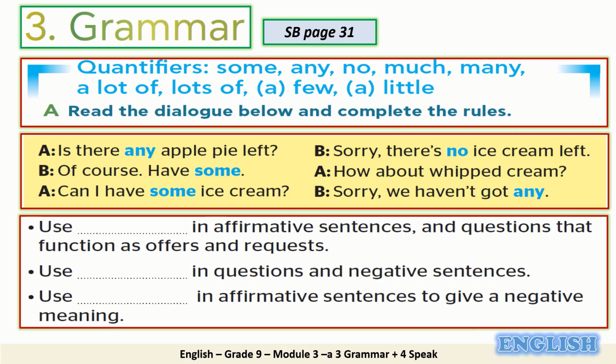3. Grammar. Students' book page 31. A. Read the dialogue below and complete the rules. You can stop the video, answer the questions, then check your answers.